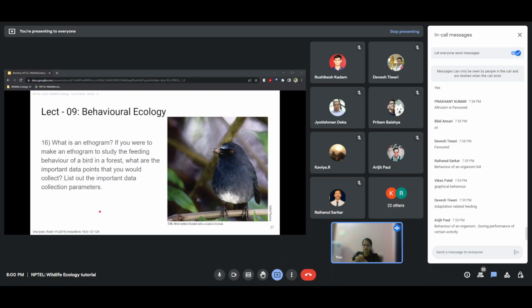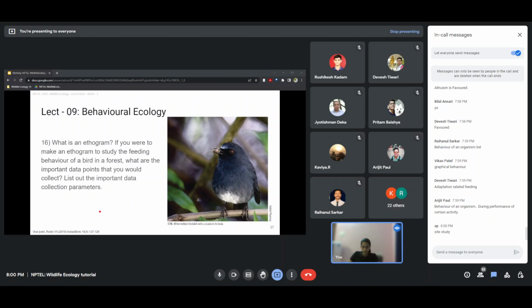So you are a scientist and you have to collect important data points that would help you understand the feeding behavior of this particular bird in the forest. So, what do you think are the data parameters that you would be collecting? Imagine you are a scientist. You have to design a data sheet and you have a notepad with certain things to fill in while you're going to collect data. What would you collect?